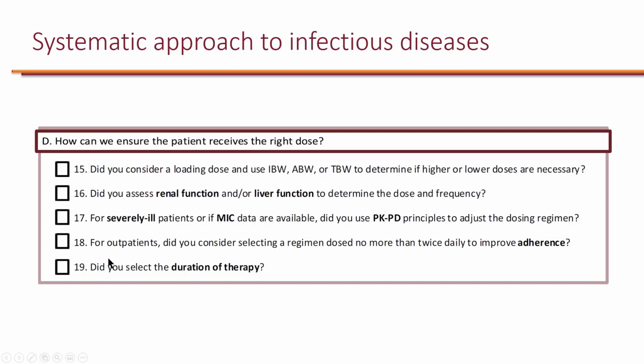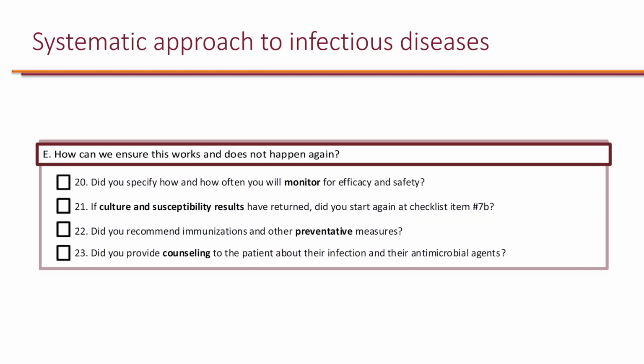For outpatient, we consider selecting a regimen dosed no more than twice daily to improve adherence. So if you're giving an antibiotic that's dosed 4 times a day, that's very inconvenient, and it's easy for patients to miss 1 or 2 doses. In general, it's best to have something that's dosed once a day. That would be ideal. But typically 1 or 2 times daily is considered reasonable for adherence. And of course, you want to select the appropriate duration of therapy. In general, shorter is better. The more we study duration of therapy for various infectious diseases, we find that shorter is better.